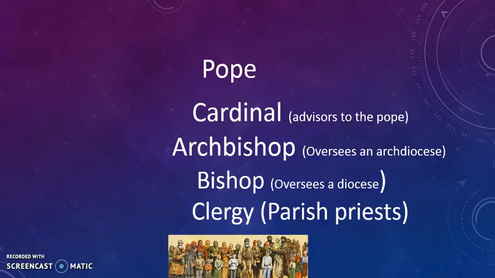Okay? Above them, you're going to have bishops. And bishops oversee a group of parishes, which would be called a diocese. Maybe some of you guys have heard those words before. But a bishop oversees a diocese. So he's above those parish priests. Then above him, you have an archbishop. An archbishop oversees an archdiocese, which would be a group of dioceses.